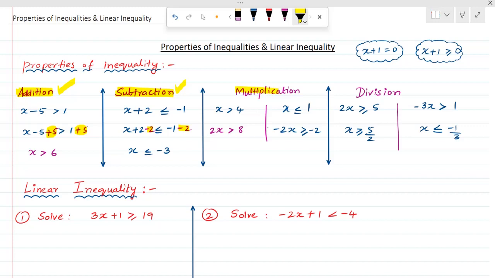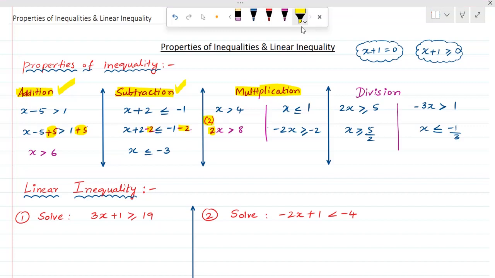Whereas for multiplication, if you have x is more than 4, and you want to multiply both sides by 2, here it becomes 2x and here it becomes 8. So we are multiplying by positive 2. When you multiply by positive 2, the inequality never changes. Why? Because we are multiplying by a positive value.